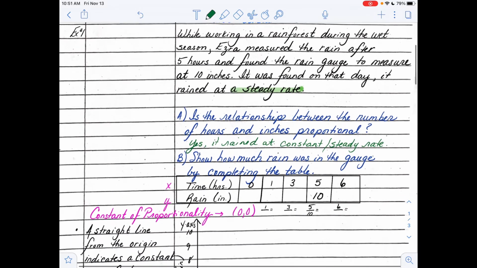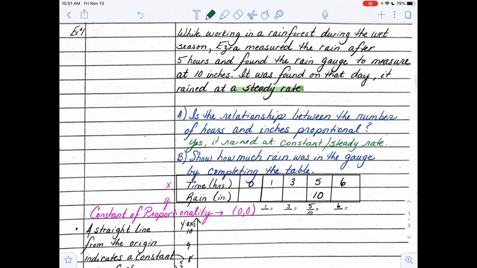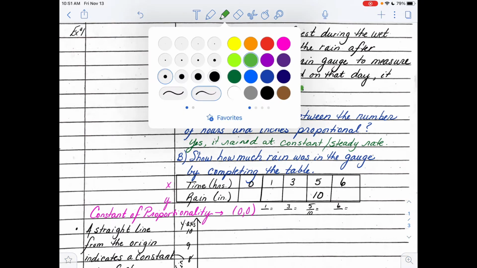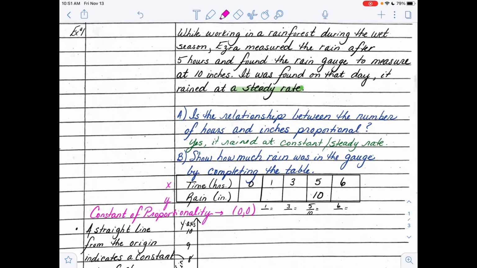Now, if I go ahead and look at a chart and they're asking me to fill in the information from this word problem, well, I'm starting with what they gave me. Notice Ezra was measuring it, and after 5 hours, he found out that it was 10 inches. So this is where they're getting the value right here in my chart. Notice my time is first, so that's my x. My rain is second, so that's my y. And all they did right there was put in the 5 and the 10 inches from that word problem.